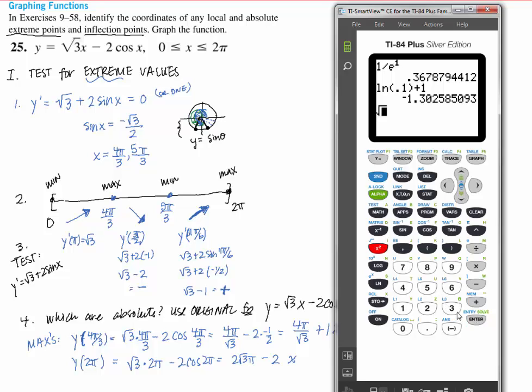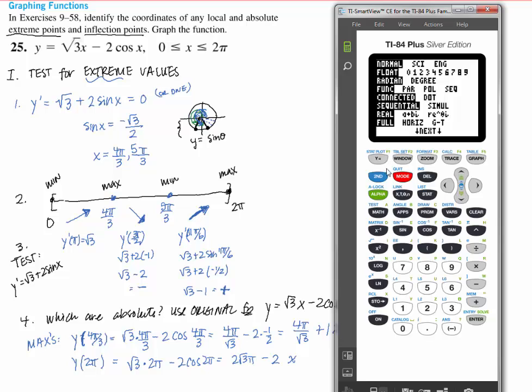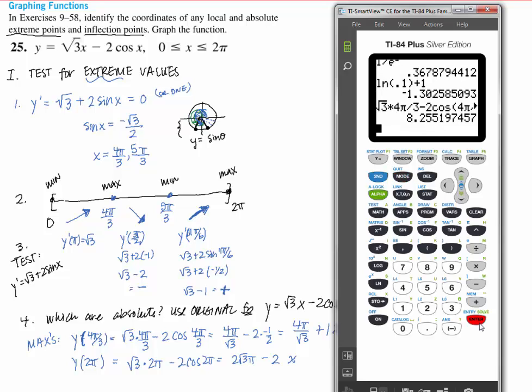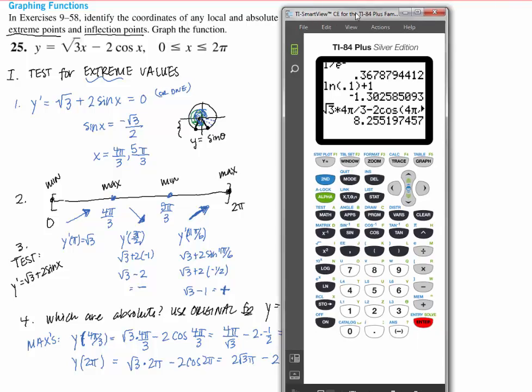Square root of 3 times 4 pi over 3 minus 2 cosine of 4 pi over 3. Make sure your calculator's in radians, and she is, so I can evaluate this expression. 8.255.